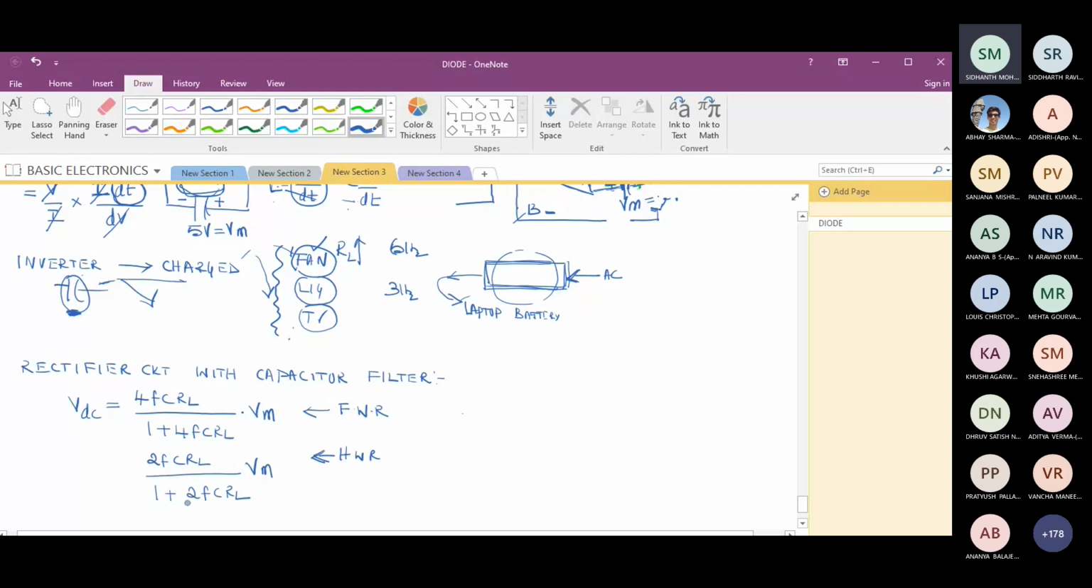Now, what is F in this? F is the frequency of the signal applied. What is the frequency of the signal applied? In India, it is 50 Hertz. Abroad, it is 60 Hertz. Is it fine?